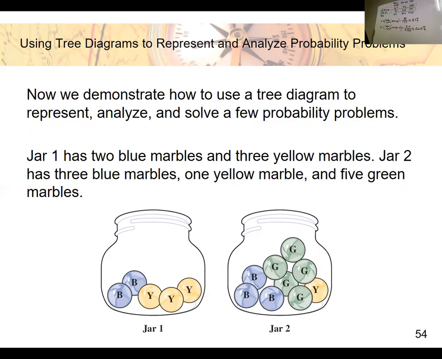So here's how we can use a tree diagram in this situation. Let's say jar 1 has 2 blue marbles and 3 yellow marbles, and jar 2 has 3 blue marbles, 1 yellow marble, and 5 green marbles.